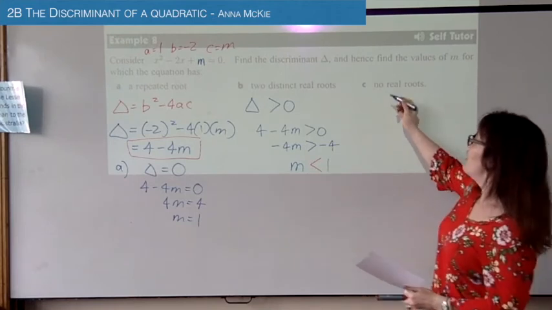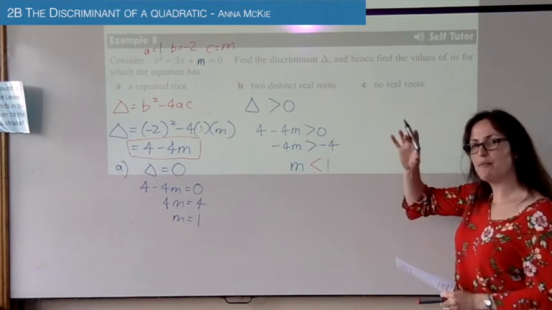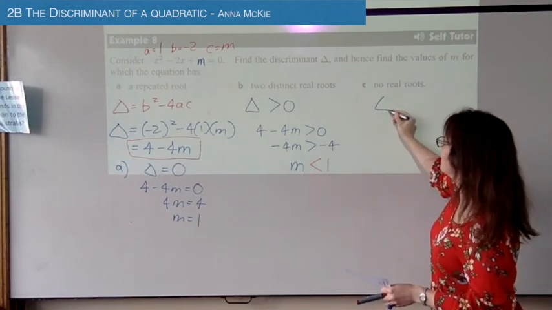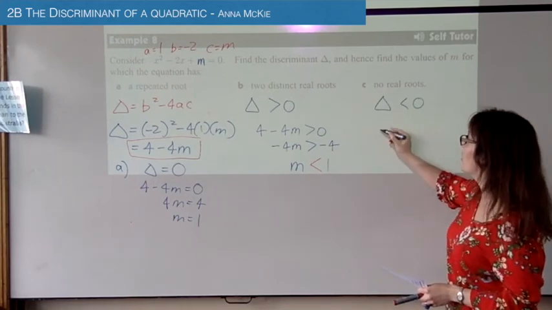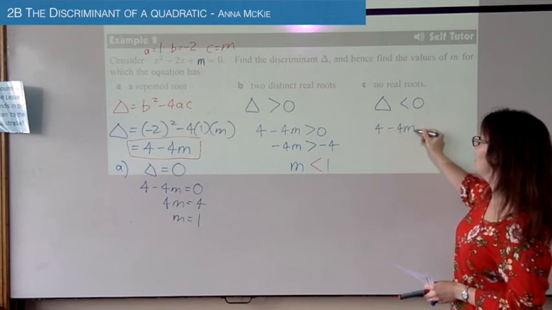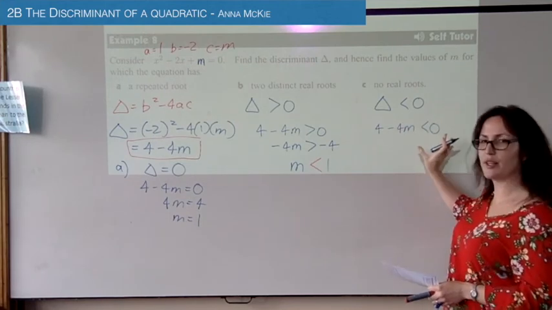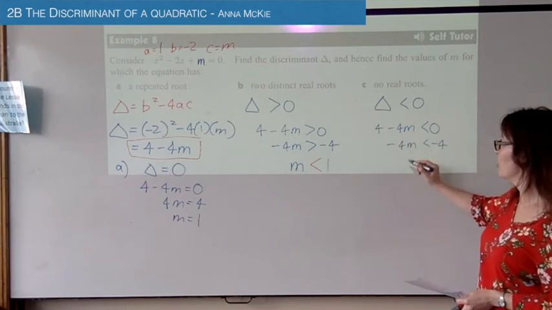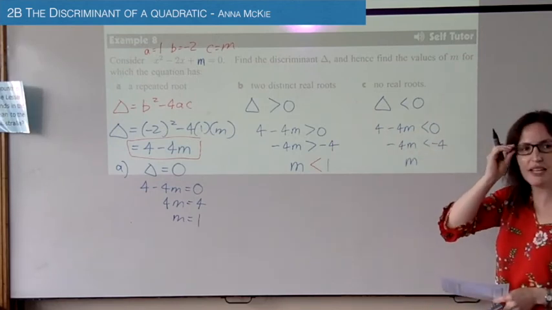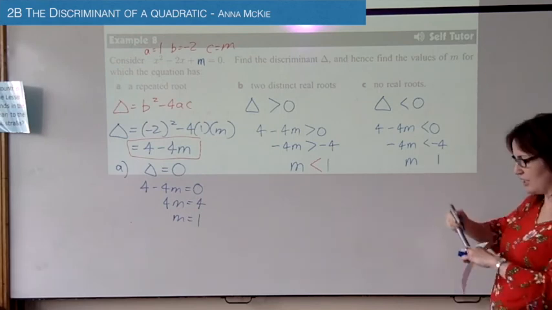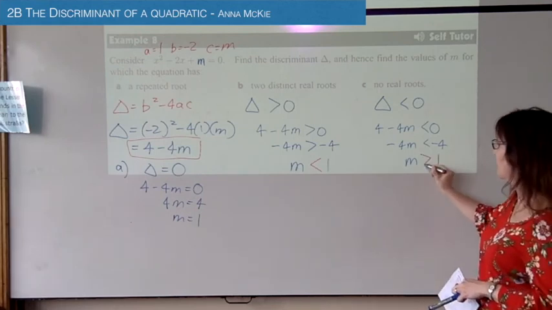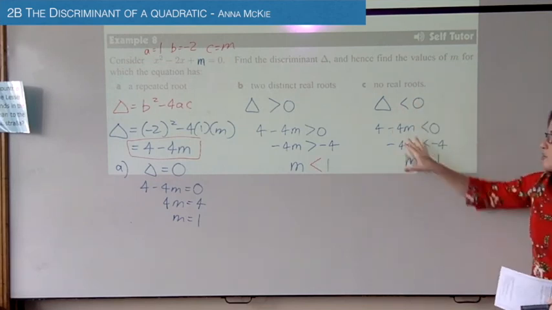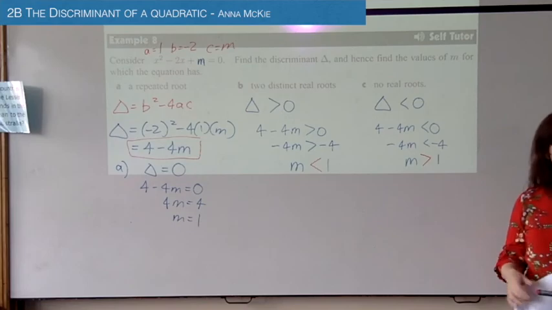No real roots. So that means the discriminant would have what value? Less than 0. So you're solving an inequality facing the other way. That whole thing is less than 0. Solve for m. Same rule applies. If you divide through by a negative number in an inequality, the sign changes. So now, for values of m greater than 1, that's what you would get for your discriminant. Okay.